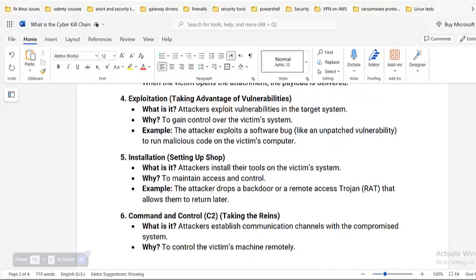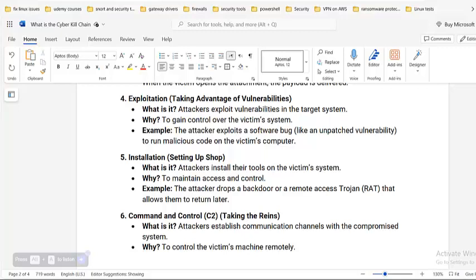Exploitation, taking advantage of vulnerabilities. What is it? Attackers exploit vulnerabilities in the target system. Why? To gain control over the victim's system. Example: the attacker exploits a software bug like an unpatched vulnerability to run malicious code on the victim's computer.